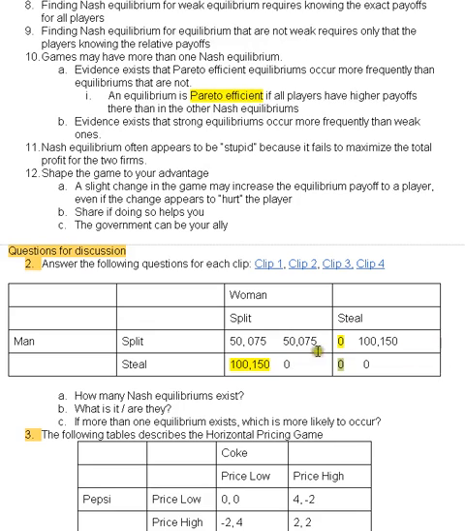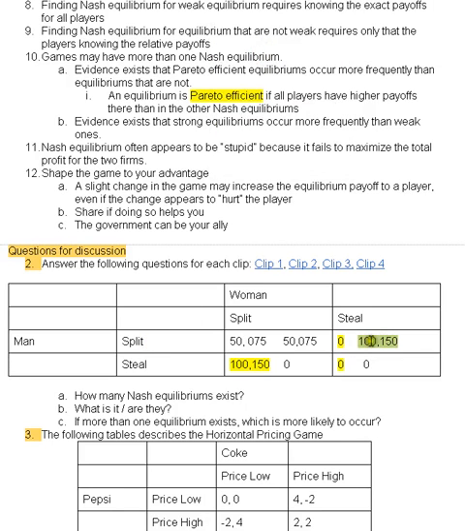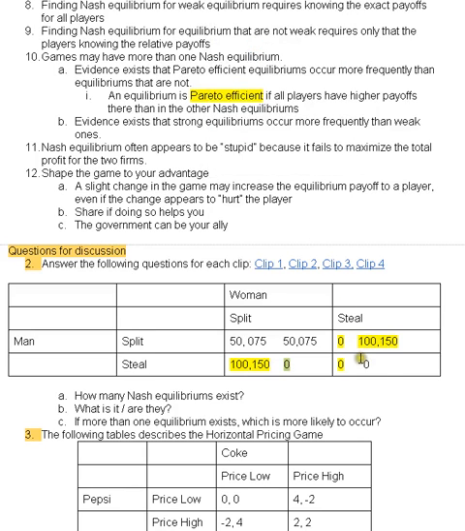If the man splits, the woman will either get $50,075 or $100,150. $100,150 is higher, so we're going to highlight that payoff for the woman. If the man splits, the woman has a higher payoff as she steals. If the man steals, the woman's indifferent between splitting or stealing. She gets 0 in either case. So we'll highlight both of those.